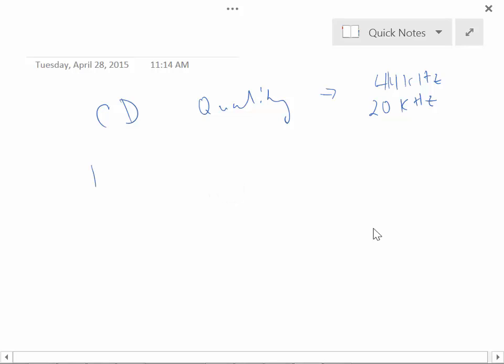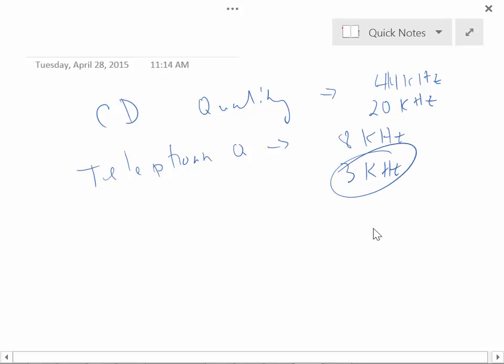But if you look at, say, for example, telephone quality, that's a sampling rate of 8 kilohertz. It's bandpass limited to 3 kilohertz. Now, have you ever talked to anybody on the phone whose voice you're familiar with, but they don't sound the same on the phone? That's because at 3 kilohertz, you can understand the conversation and you can tell the difference between most people, but you lose a lot of that higher frequency information.